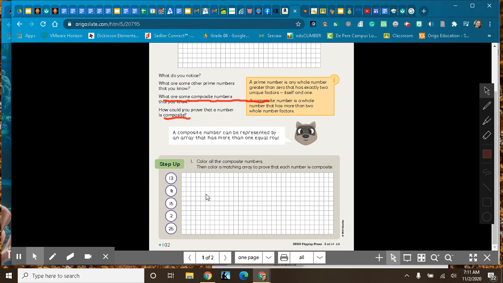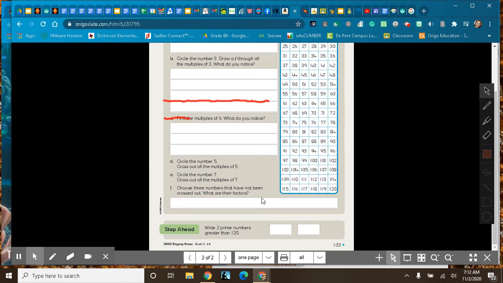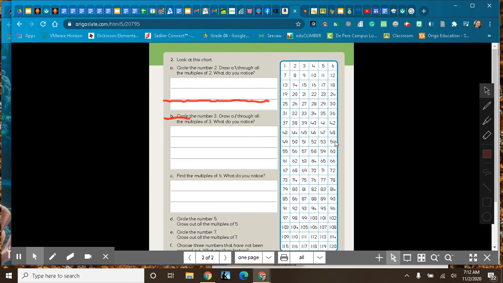So it would like you to color all the composite numbers, okay? All the ones that have more than 2 factors, more than just 1 and itself. Circle those, or just circle them so you don't color them out. And then it says to color the matching array to prove that each number is composite, just like we did up here. I'm not going to have you do page 103 unless you really want to.